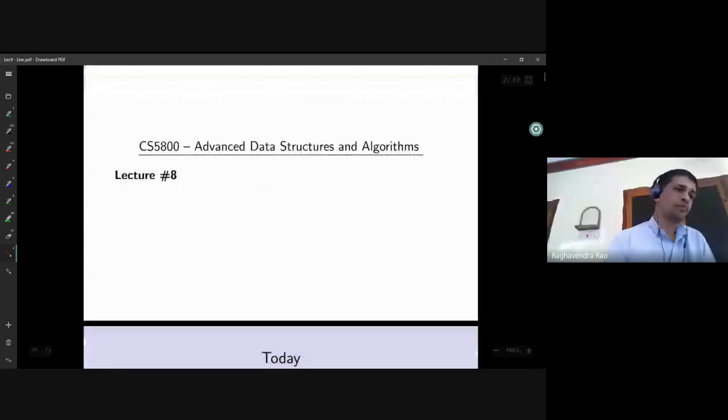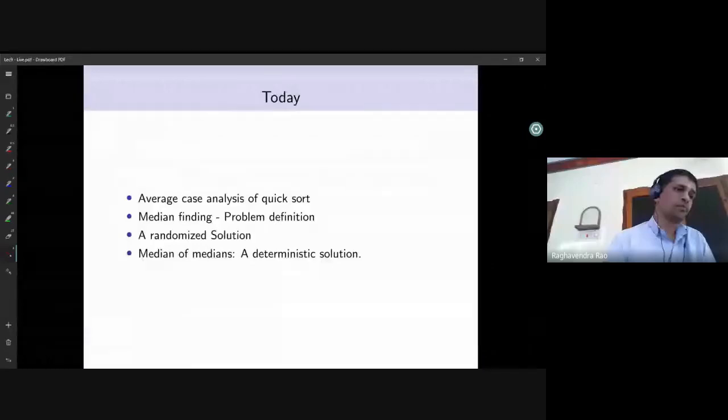So yesterday we saw the second proof of analysis of a randomized quicksort. Today we are going to focus mainly on the average case analysis of quicksort, and possibly we'll define the problem of median finding and give a randomized solution, or else we'll do it in the next lecture.